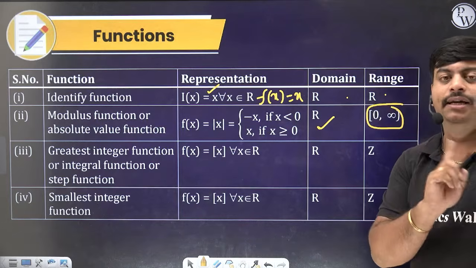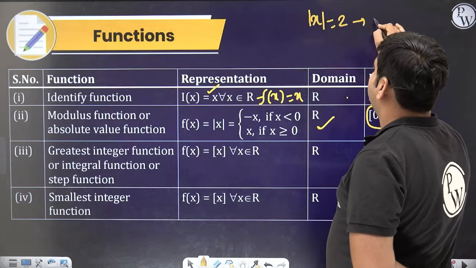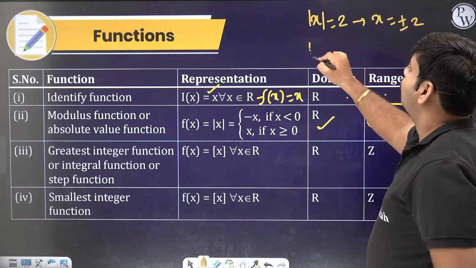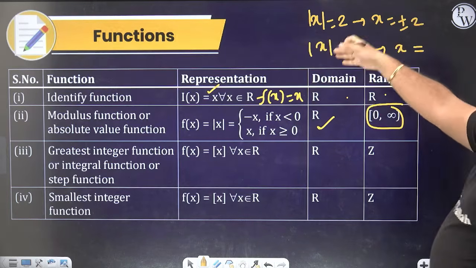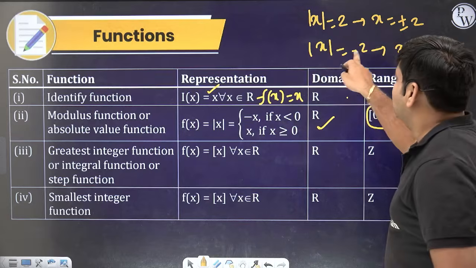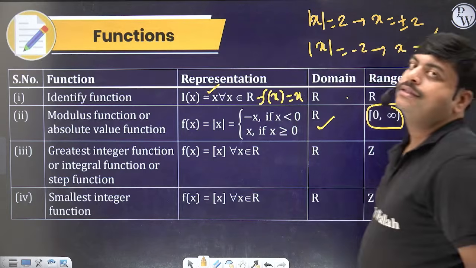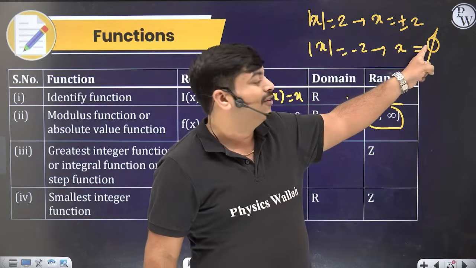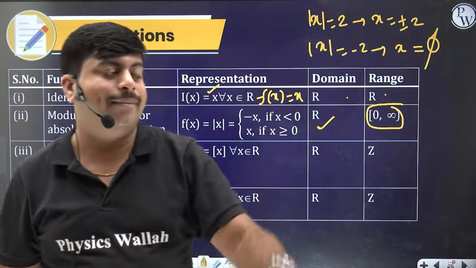You will never get negative values for mod x. So mod x is equal to 2. What is the answer? x is equal to plus or minus 2. Mod x is equal to minus 2. What is the answer? What value of x will you keep here to get the answer as minus 2? No. You cannot get any answer. Then we use this sign phi to say it is an empty relation, an empty function. No elements in that.